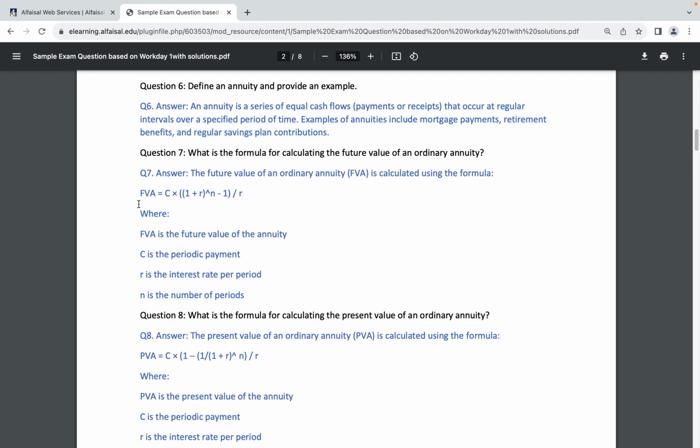So here we've got FVA, which stands for future value of annuity, equals whatever the payment is. Let's say you're saving up for a car and you're deciding to save $500 a month. Well, C would be that $500. Okay? And the next part is then that you multiply that by 1 plus r raised to the power of n. Okay, again, we see that little hat symbol showing raised to the power of, minus 1, divided by r.